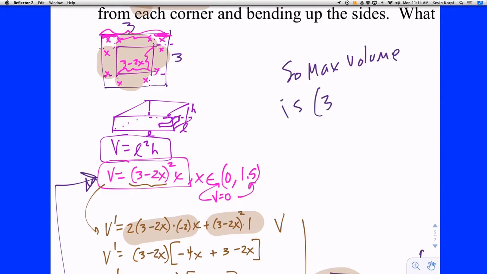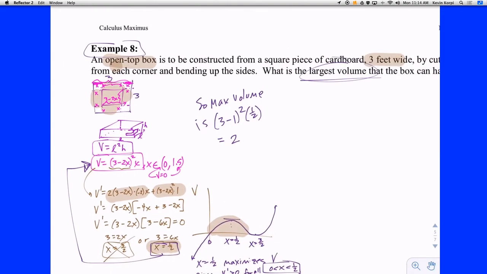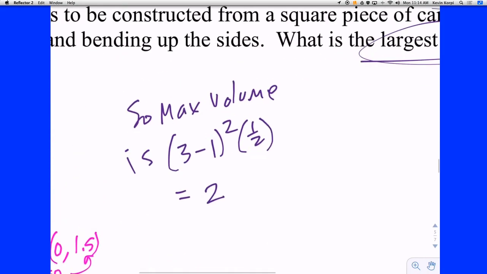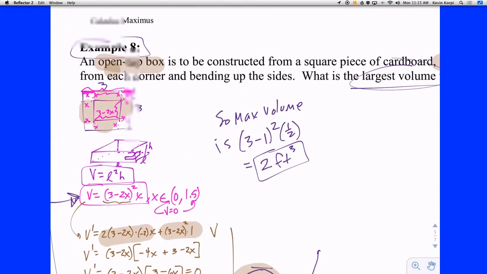is 3 minus 2 times 1/2 is 1 squared times x, which is 1/2, which equals 2 squared is 4, 4/2 is 2. And what would the units be? We're talking about feet, so this volume is supposed to be cubic feet. So if you were to fill this open top box up to the brim, it couldn't go above, just filled it completely, you could fill it with 2 cubic feet of stuff.